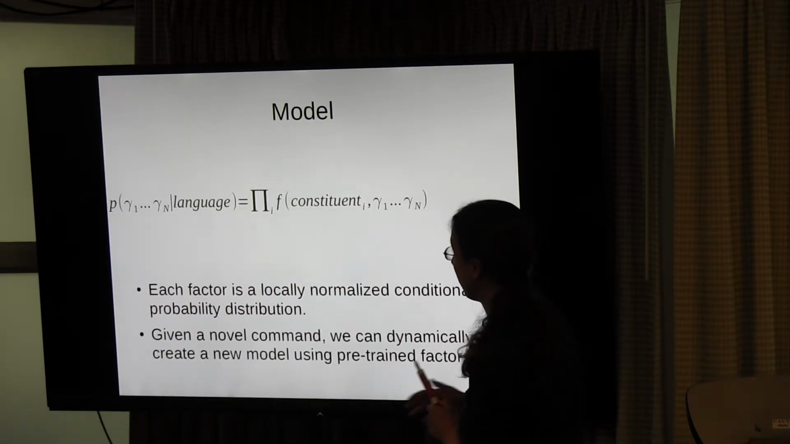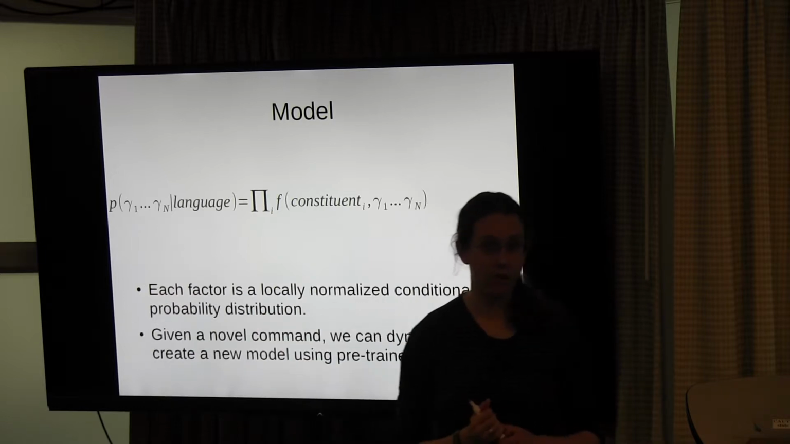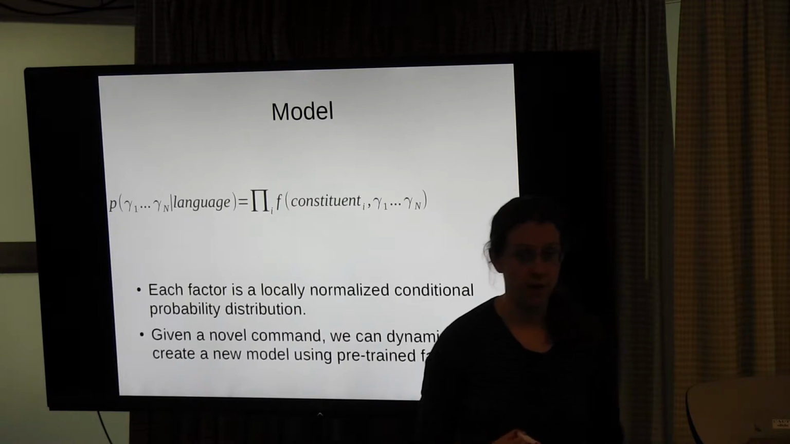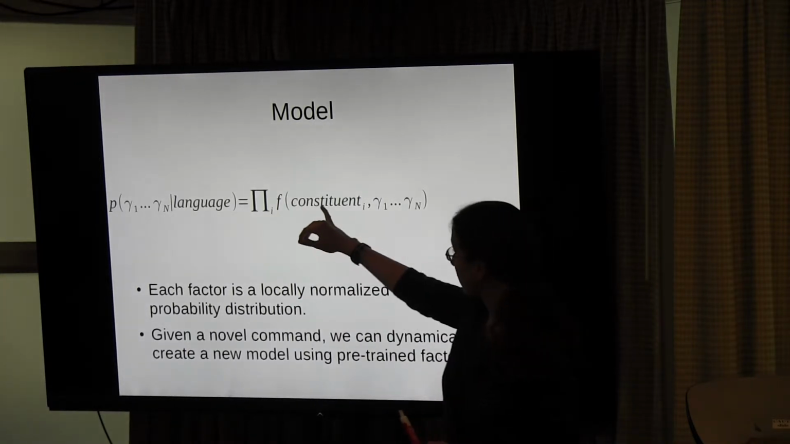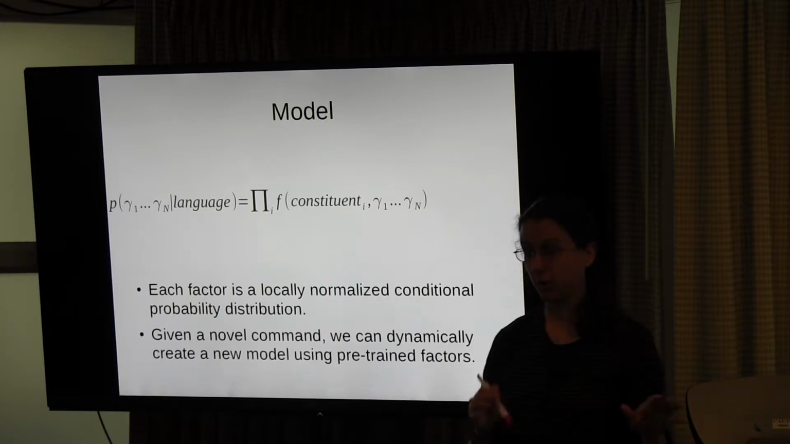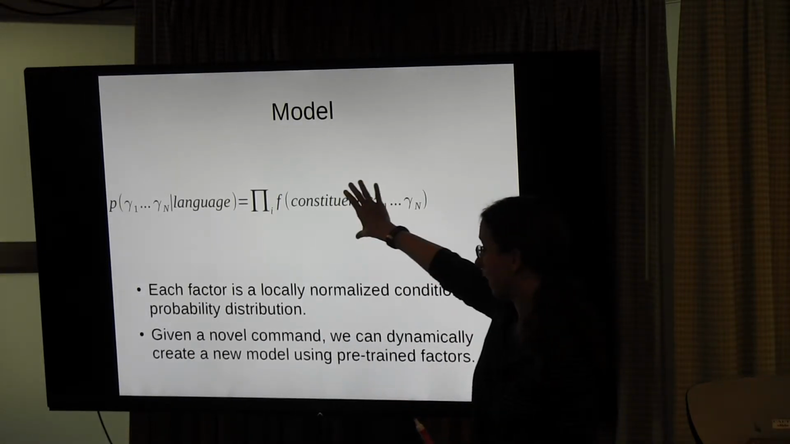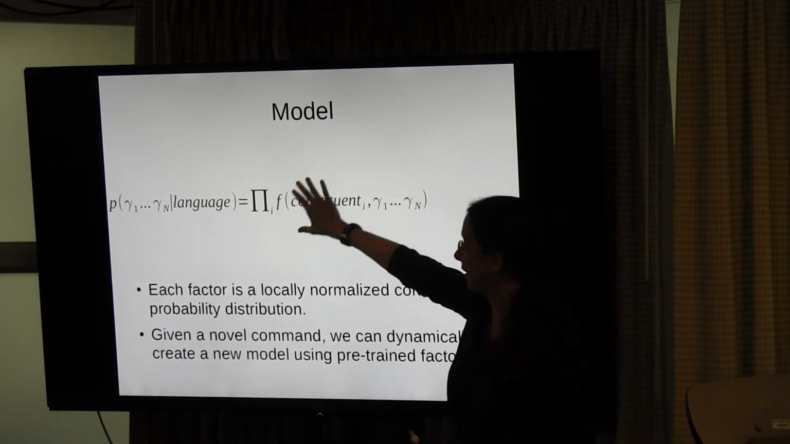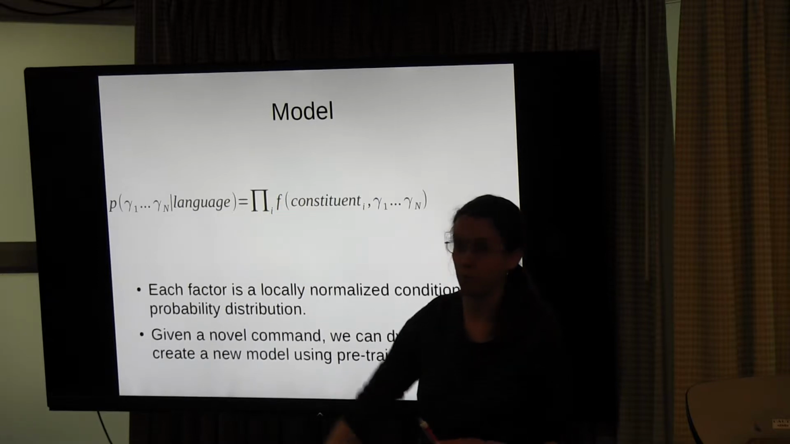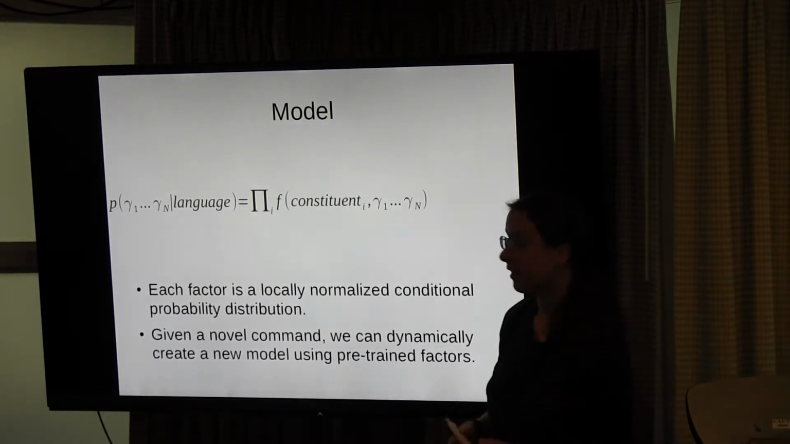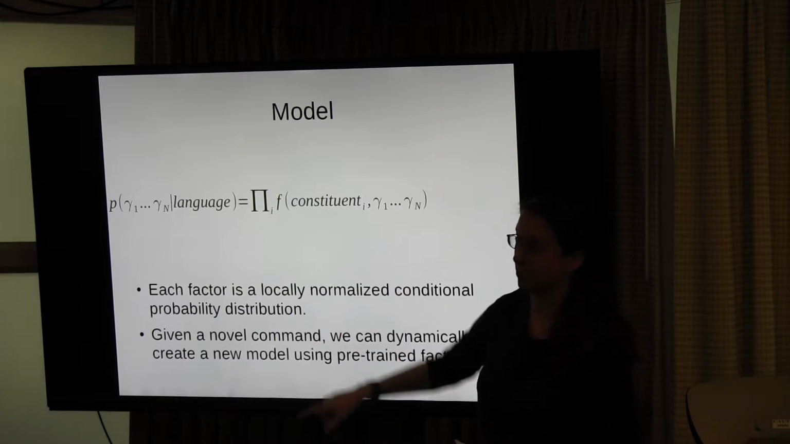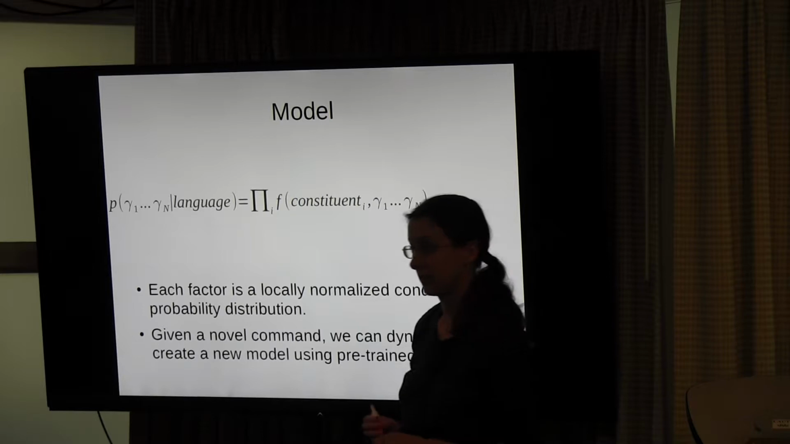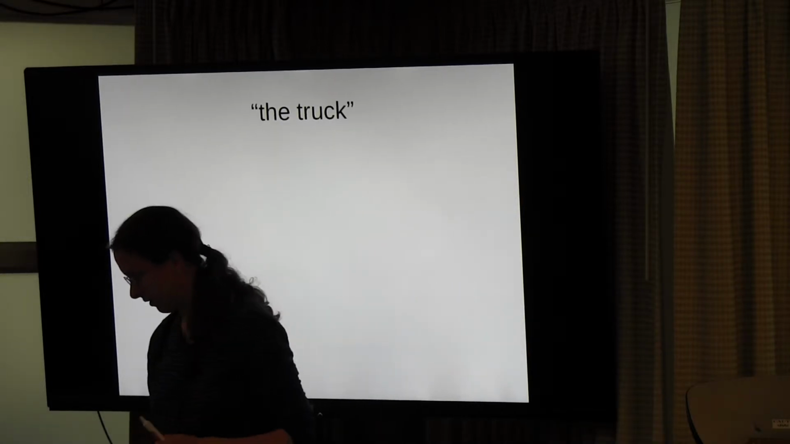Here's what it looks like. We have this big model of all these gammas given the language, and we're going to write it as a product of factors, where there's a factor for each linguistic constituent according to the parse tree. So we'll read this factorization off the parse tree. The parse tree isn't in this product explicitly, but the specific factors that we create will come from it. Each factor gets to look at that constituent and a subset of the groundings associated with that factor. This is easiest to see with an example.